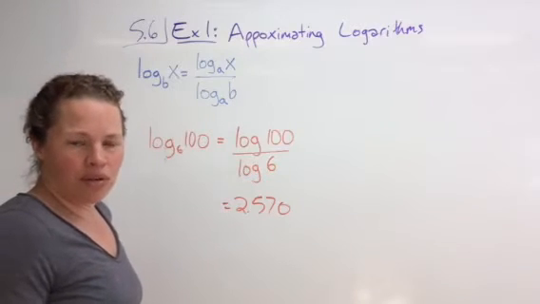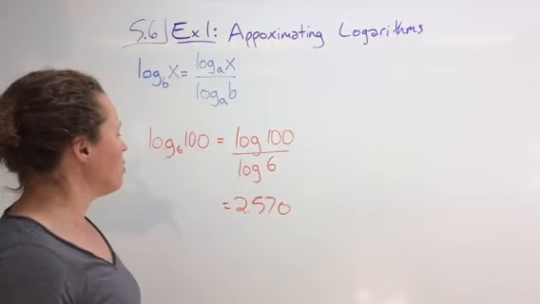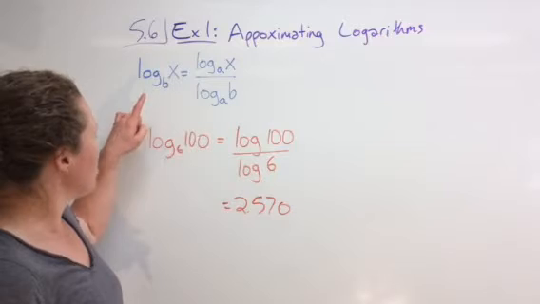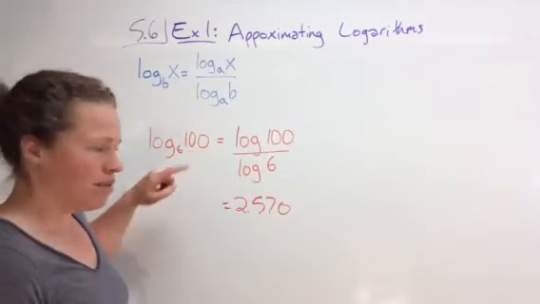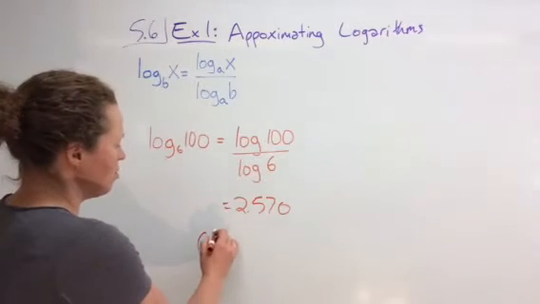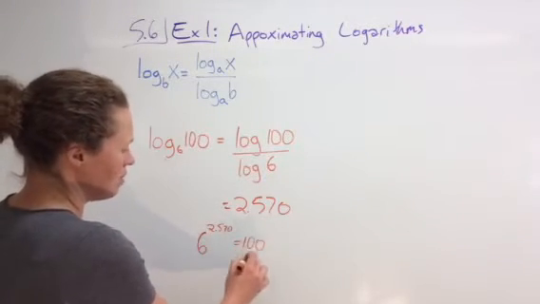And then it wants you to write the expression as an exponential expression. Well, that just is there to remind us what this number means. We were supposed to find 6 to the power of what equals 100. So we will write 6 to the power of 2.570 equals 100.